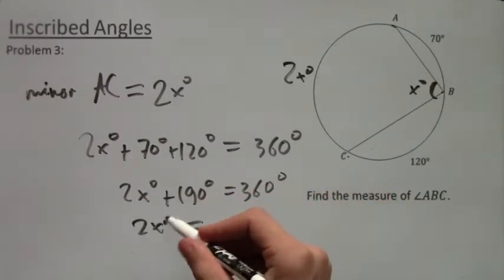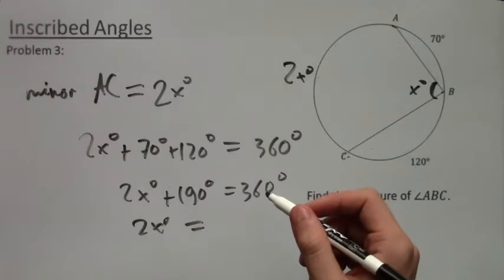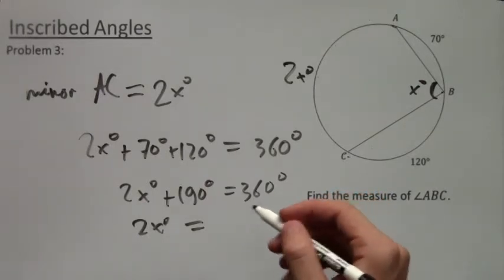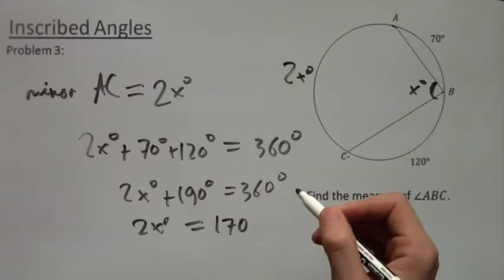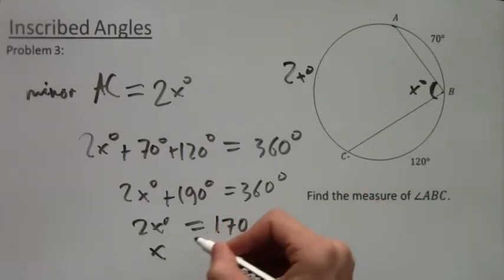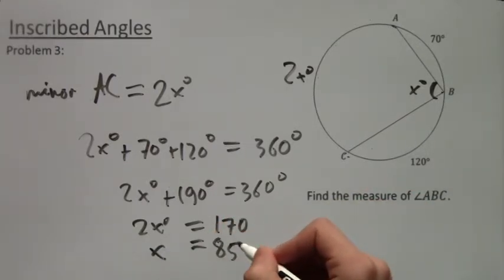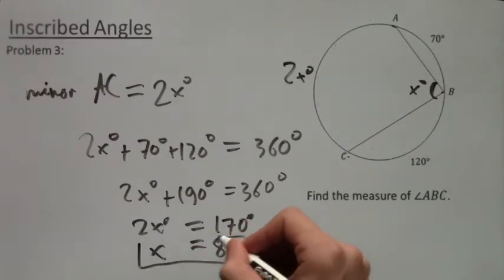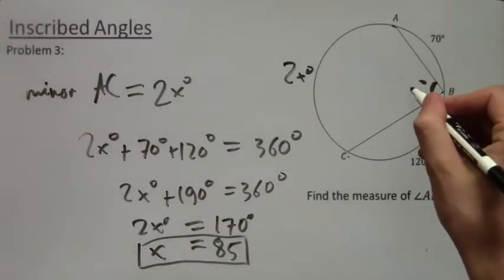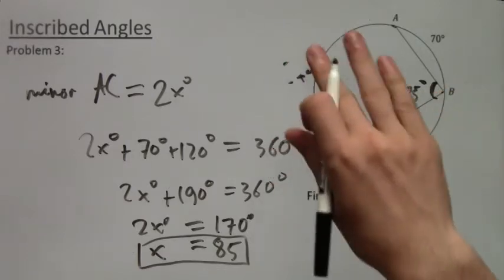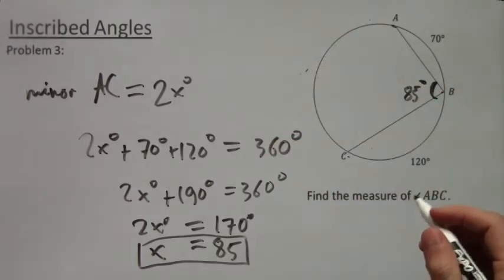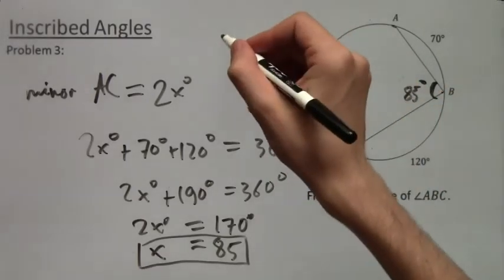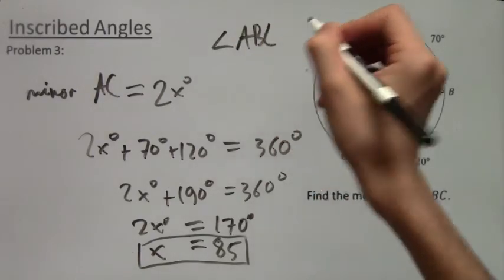2x equals 170. When we subtract 190 from 360, we get 170. And then we just divide by 2 and we get x equals 85 degrees. So the answer is 85 degrees. And I'll just rewrite it better up here in a box. Angle ABC equals 85 degrees.